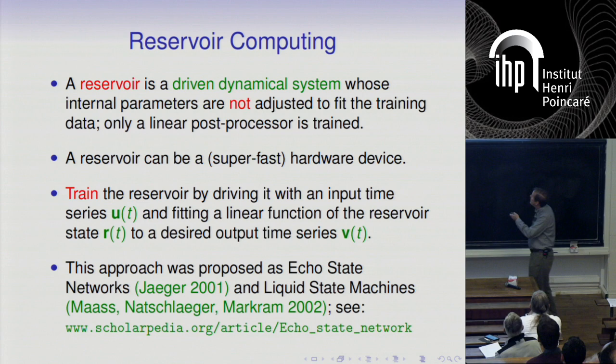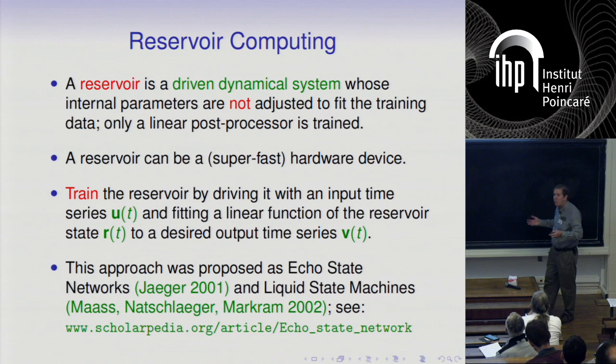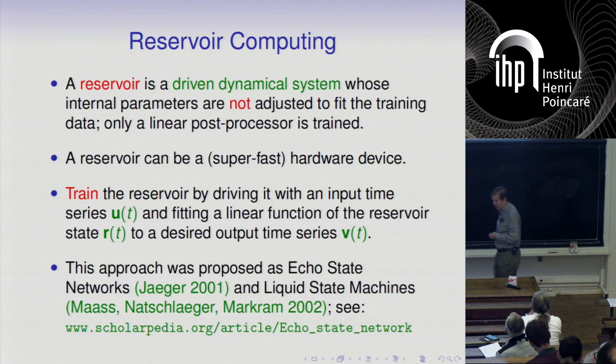The training protocol is just, we have a training data set that consists of an input time series U of T and a desired output V of T. We feed the input time series to the reservoir, and it responds with a trajectory R of T in its state space. And then we linearly regress that R of T to the desired V of T. That's our training. We could do something a little more sophisticated than linear regression, but that's generally what we do. The last bullet here is just that there's a Scholarpedia page that goes into a little bit more about the methodology and its history.